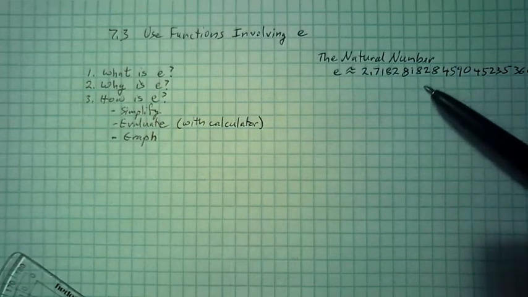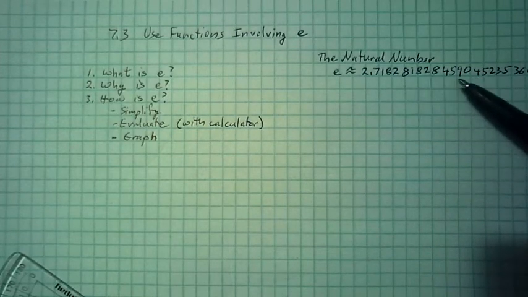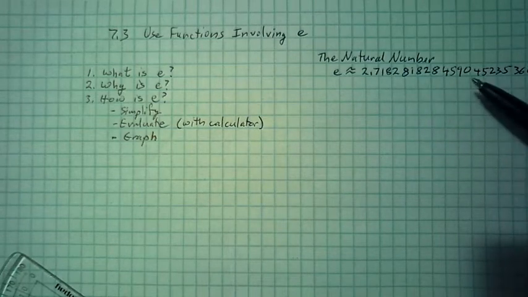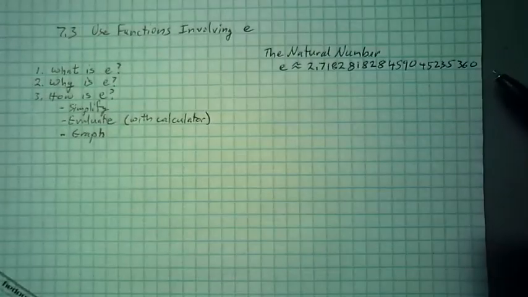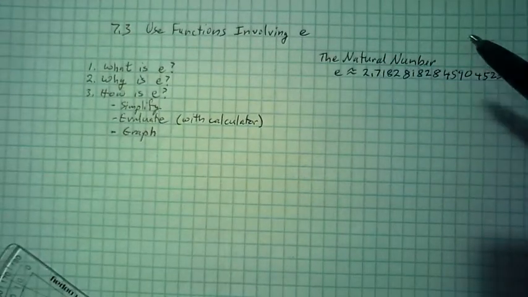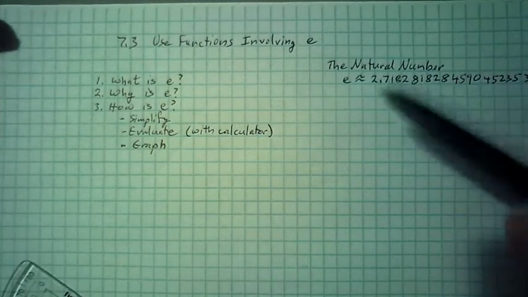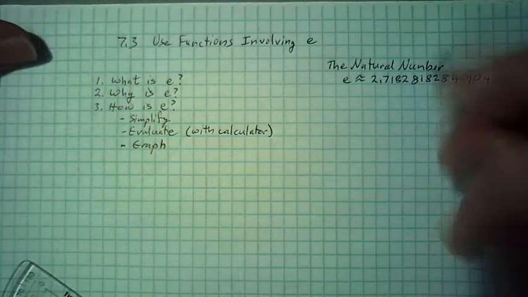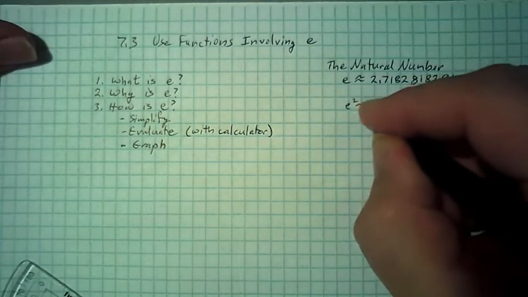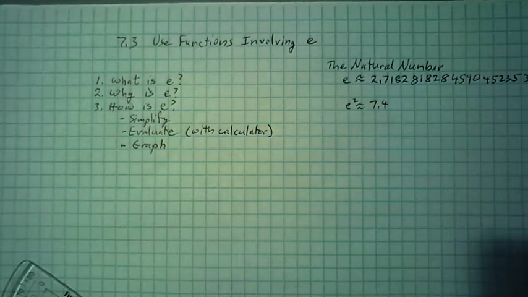e is a number. It's like pi. It's irrational, so it has a decimal that never forms a repeating pattern, and it never stops. I kept writing it until I ran out of room. It keeps going forever. This is e. It's around 2.7, so if you remember that, it can make graphing a whole lot easier. It might also help you to note that e squared is around 7.4, because sometimes you want to graph that as well.